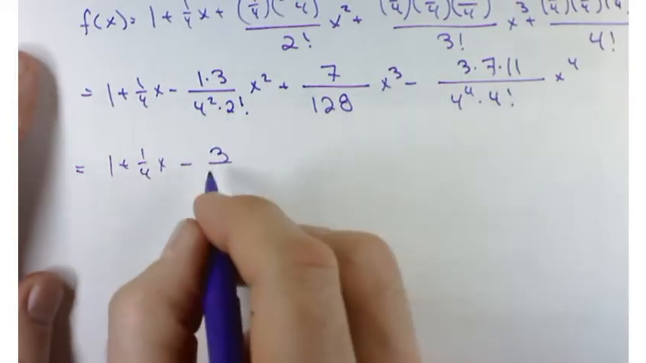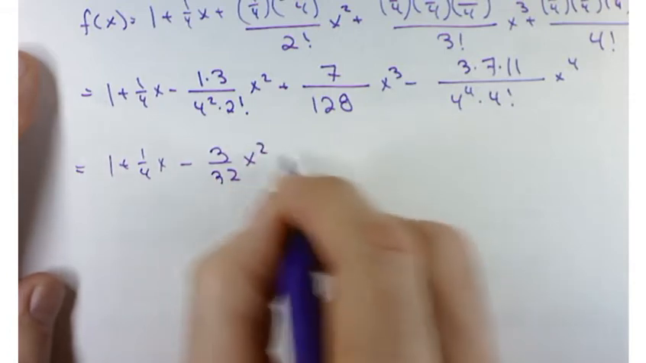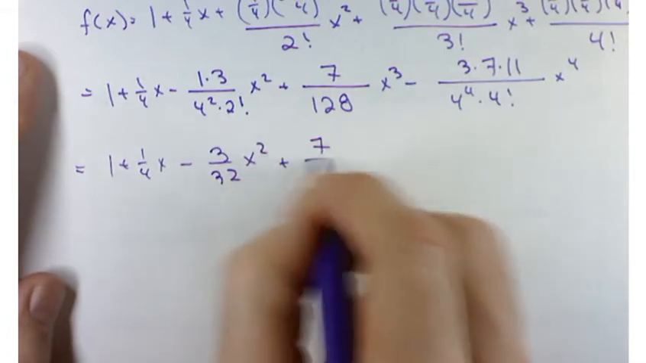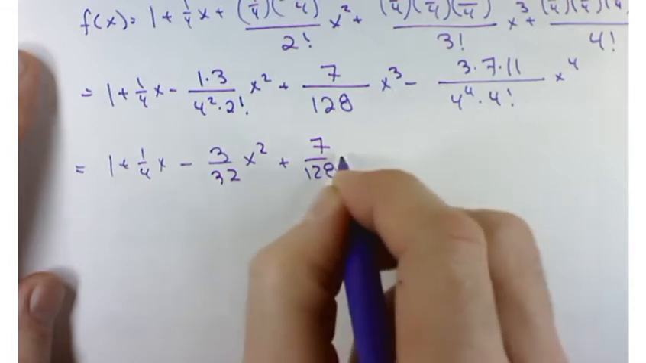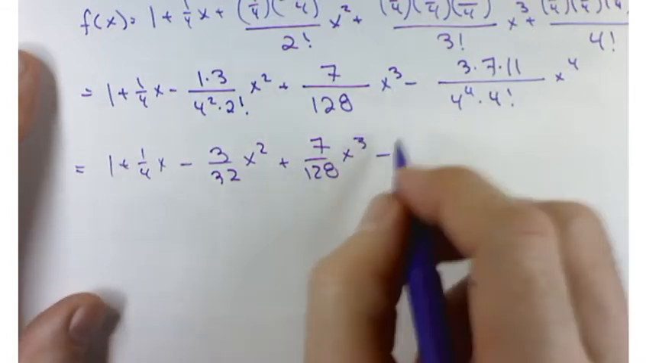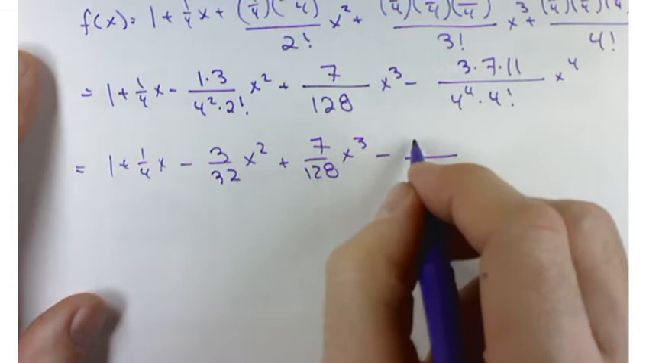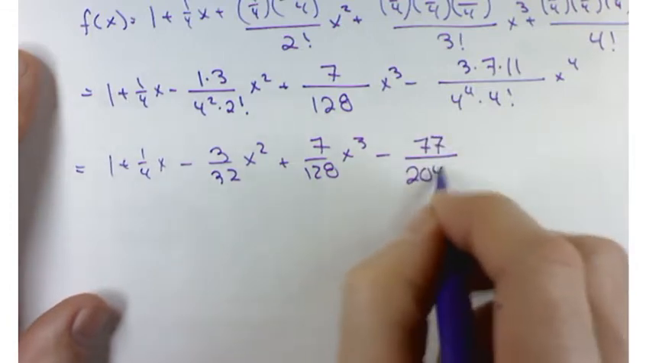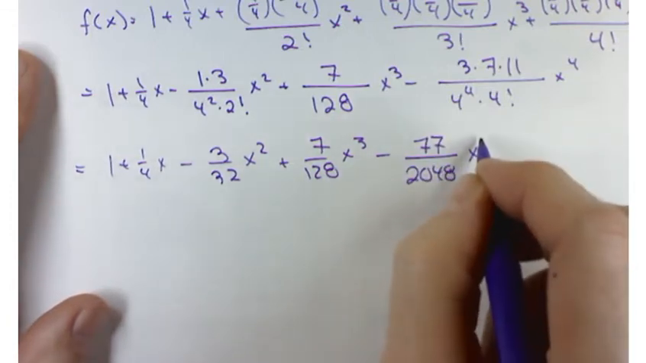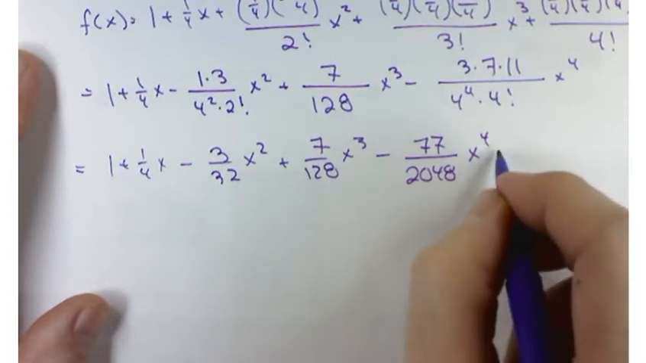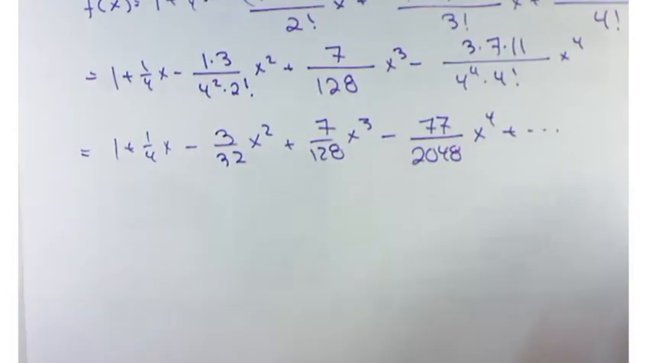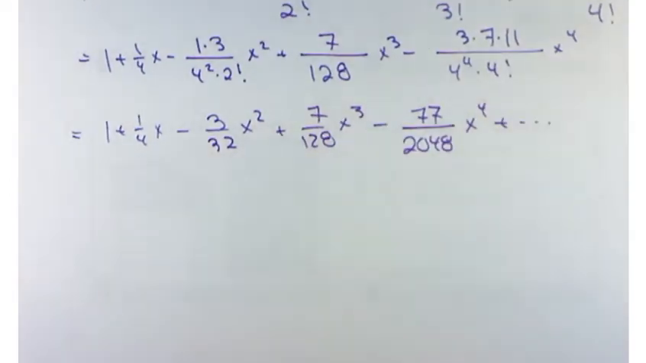That'd be 32. X squared minus plus 7 over 128. X cubed minus 77 over 2048. X to the 4th power plus dot dot dot dot. Tell you what, on the final exam, I'll only make you go out to 8 or 10 places, okay? Yeah, only 4 problems like that.